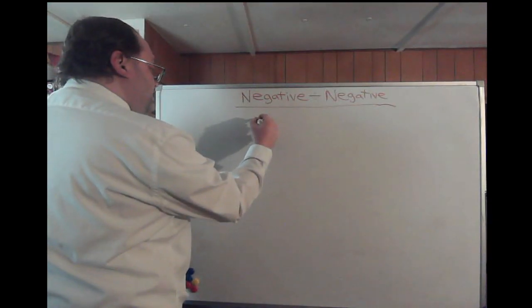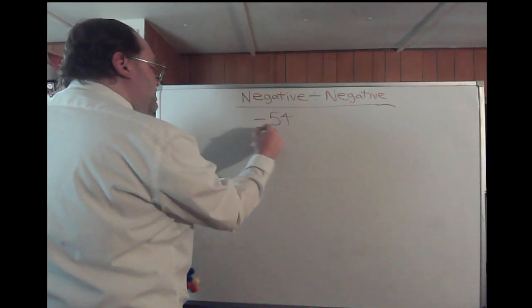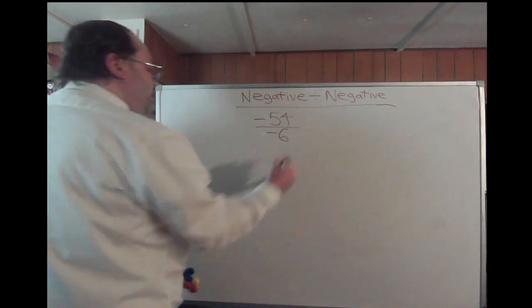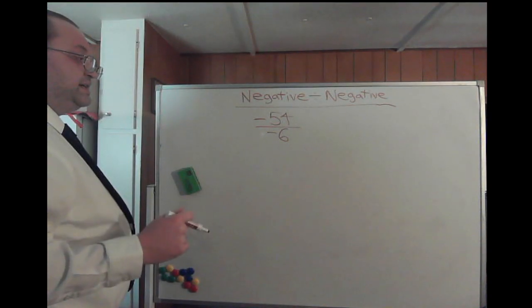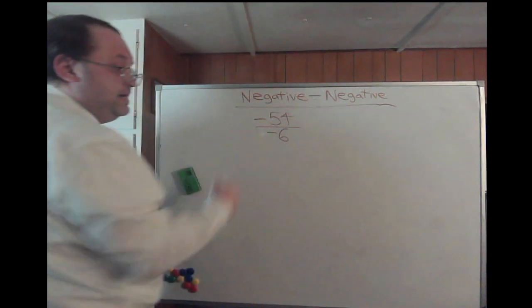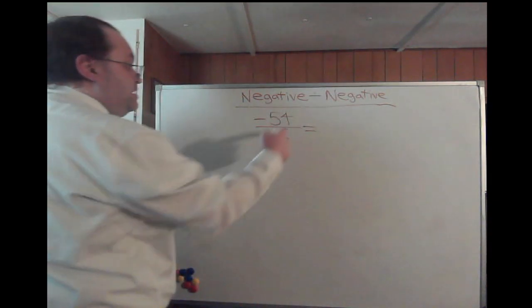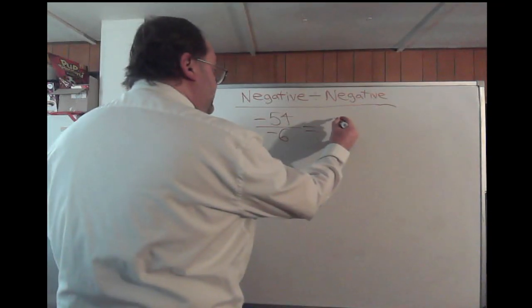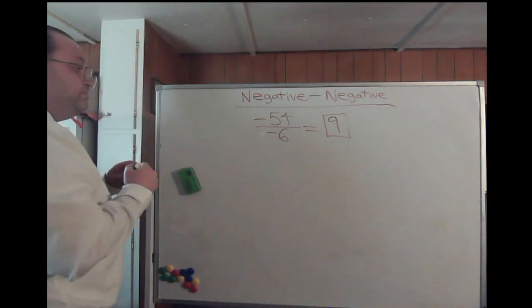Let's say you got negative 54 divided by negative 6, right? Well, a negative divided by a negative is a positive, so we know we're going to get a positive answer. Then we just focus on what's 54 divided by 6. That's going to be 9. So the answer would be positive 9.